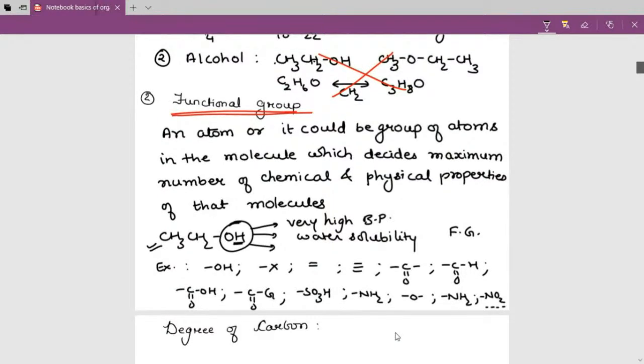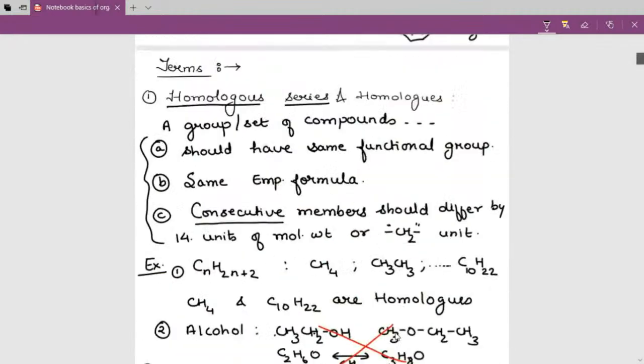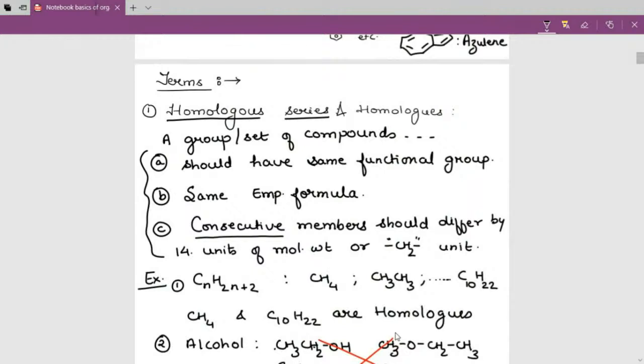A functional group is any atom or group of atoms in the molecule which controls or decides the maximum number of its chemical and physical properties. For a homologous series, the primary check is whether the given set of compounds have the same functional group. The second check is whether they have the same empirical formula. Then they are definitely homologues of each other. And the continuous series formed by maintaining the above two points and having a fixed difference of a CH2 unit is named a homologous series.